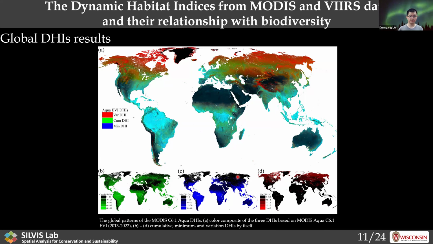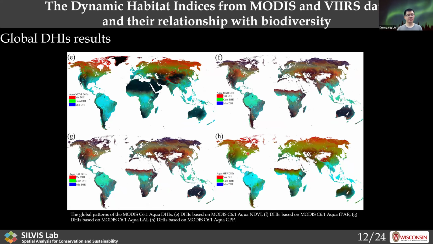a huge pressure for wildlife. However, for the variation DHI, the values gradually increase with latitude in the Northern Hemisphere, particularly in the middle and high latitudes, because those places are mainly covered by temperate vegetation, which has a clear seasonal variation.